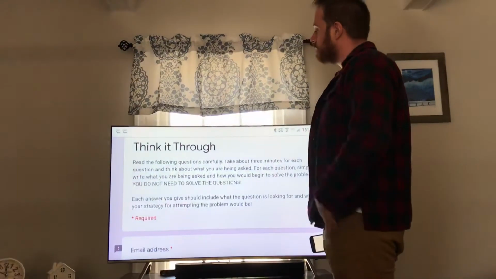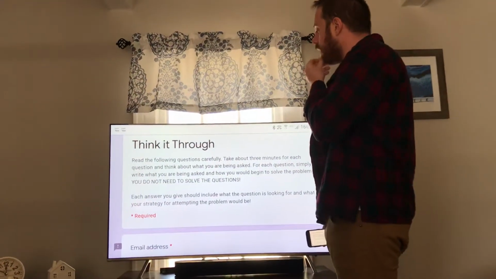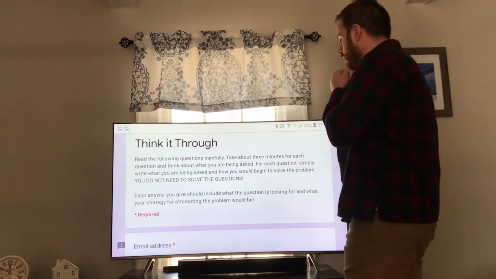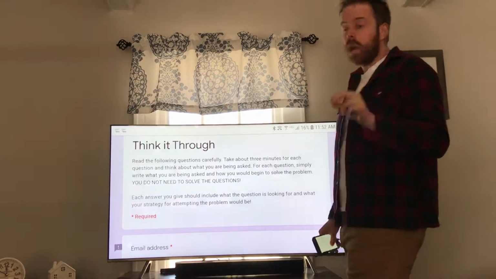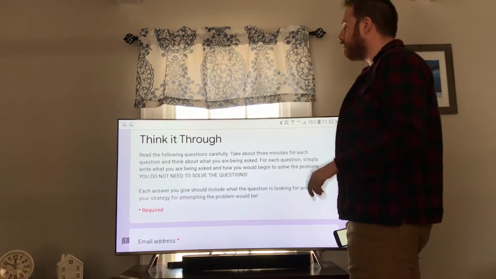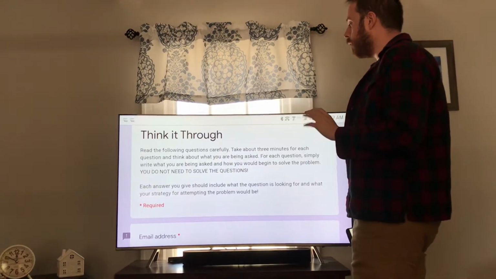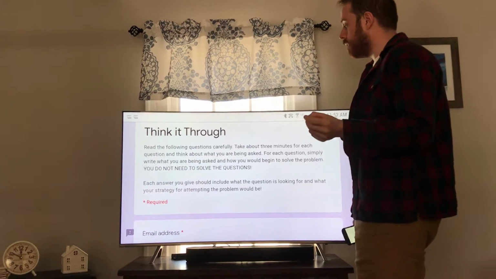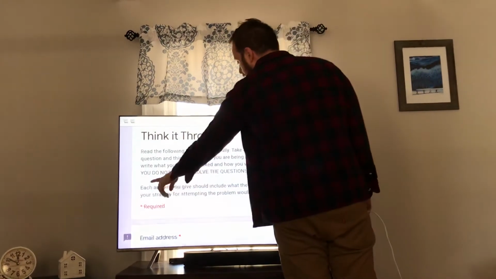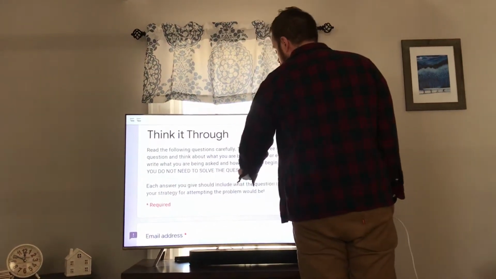So first thing, it says think it through. Read the following questions carefully. Take about 3 minutes for each question and think about what you are being asked. For each question, simply write down what you are being asked and how you would begin to solve the problem. And I say here in all caps, you do not need to solve the questions.